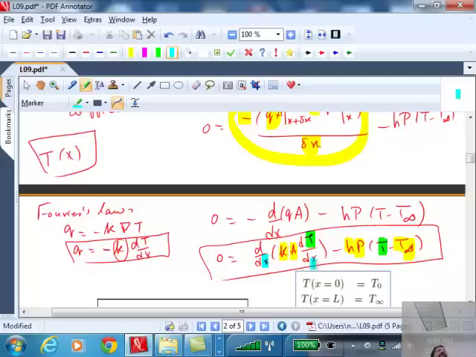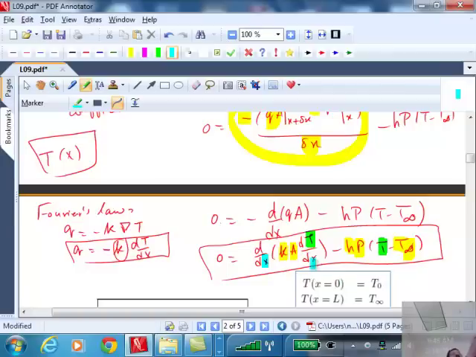For example, yeah, question. Okay, good. Go ahead. T infinity is not a constant, you mean? Yeah, T infinity is not a constant. It could be, but can you make it a function of T? If you make it a function of T, then you will have a nonlinear expression. But you are on the right track.